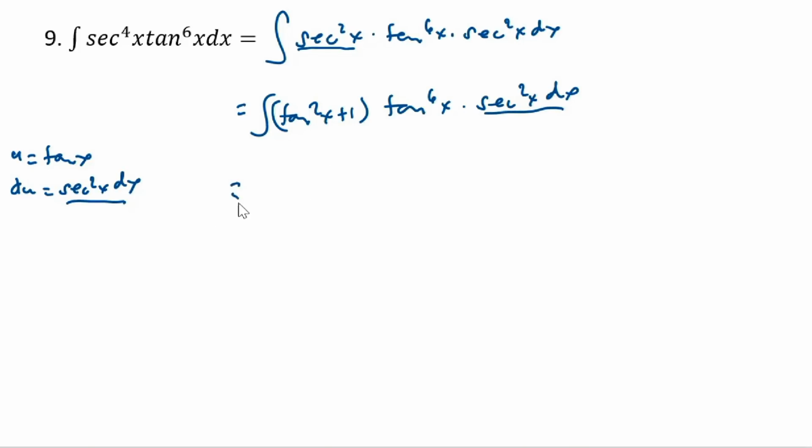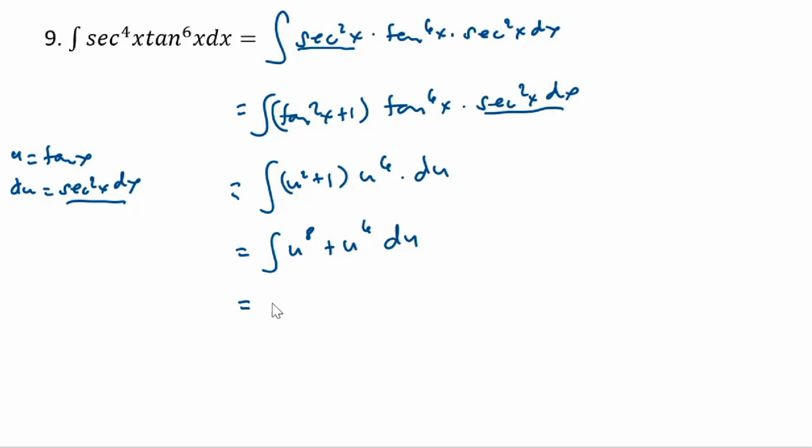So rewriting now the given in terms of u and du, I can write now as u squared plus 1 times u to the power of 6 times the meaning of secant squared x dx is now du. So next, we are going to use distributive property. So we can now have the integral of u raised to 8 plus u to the power of 6 du. So integrating that one will give us u to the power of 9 over 9 plus u raised to 7 over 7 plus a constant.